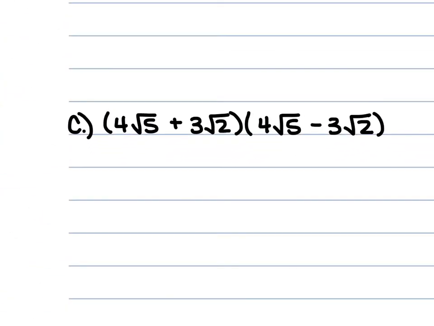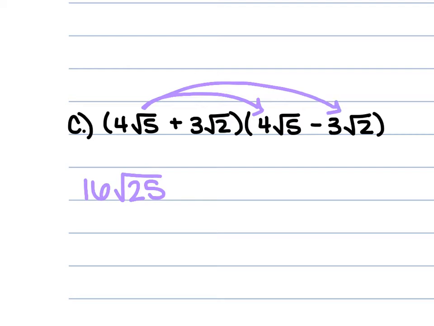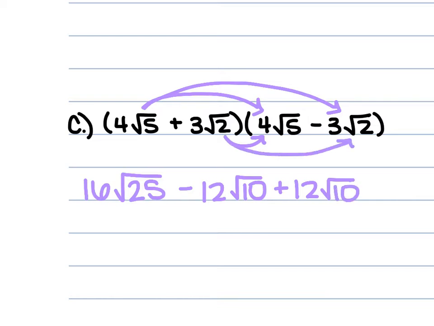For C, we have 4 square root 5 plus 3 square root 2 times 4 square root 5 minus 3 square root 2. So we are going to FOIL these. So again, the 4 square root 5 times 4 square root 5 is going to be 16 square root 25. The 4 square root 5 times negative 3 square root 2 is going to be negative 12 square root 10. 3 square root 2 times 4 square root 5 is a positive 12 square root 10. And then 3 square root 2 times negative 3 square root 2 is going to be negative 9 square root 4.